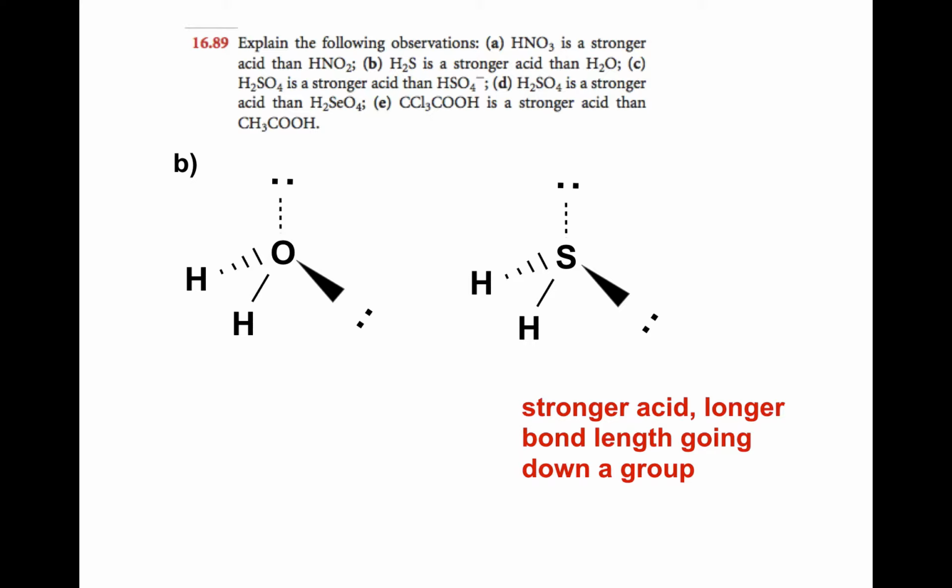So sulfur is a way bigger atom than oxygen is. As you go down a group, you get more and more shielding, bigger and bigger atoms, so it's easier and easier to break an H off that's attached to an atom. So it has to do with bond length.